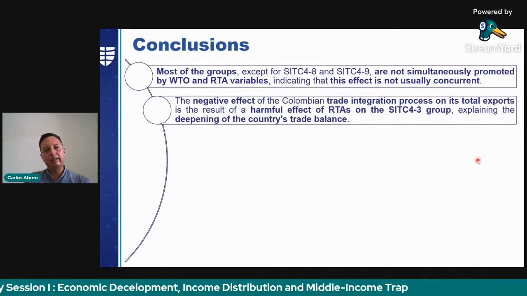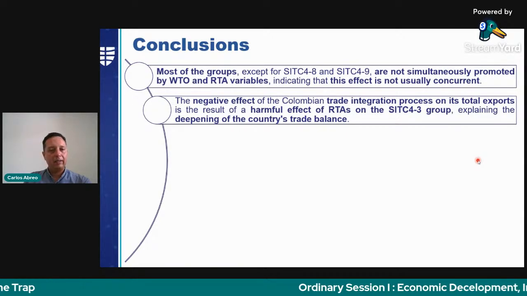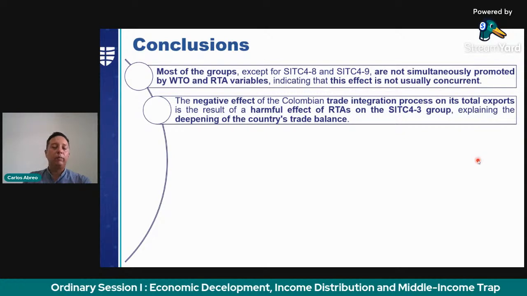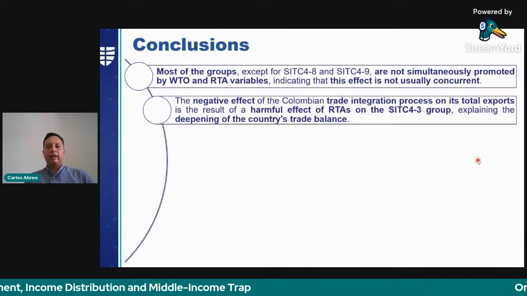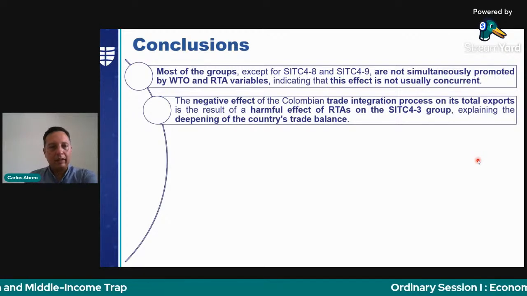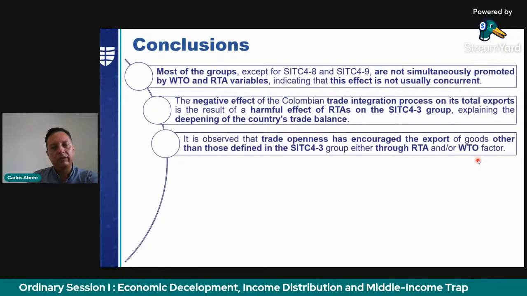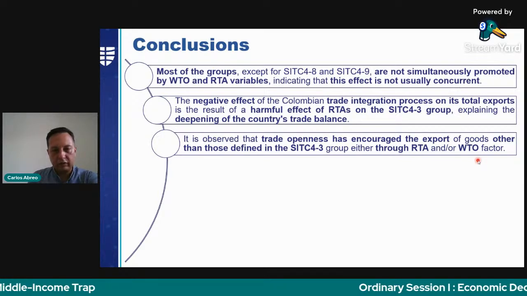Another conclusion is that the negative effect of the Colombian trade integration process on its exports is harmful on the group of exports composed by oil and minerals, Group of export number 3, explaining the deepening of the country's trade balance. It's observed that trade openness has promoted the export of goods other than those defined in Group 3, either through regional trade agreement effects or the World Trade Organization factor.